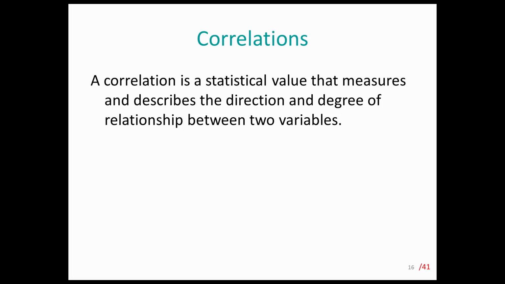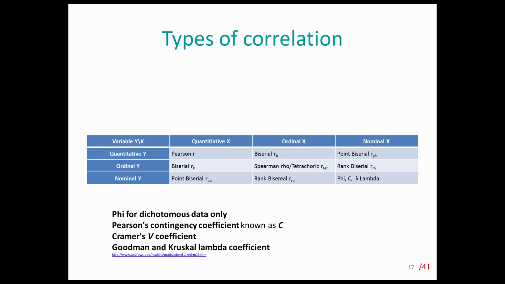Correlational research is a kind of research in which you measure the relationship between two or more variables, and the correlation is the statistical value that measures the direction and the degree of the relationship between those variables. But you gotta know that we have different types of correlation coefficient depending on what kind of scale is used in each variable. So if both variables are numerical, you use Pearson correlation.